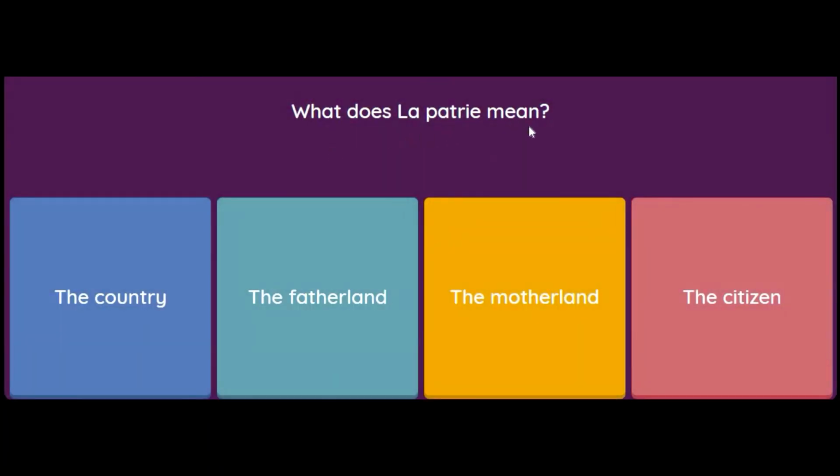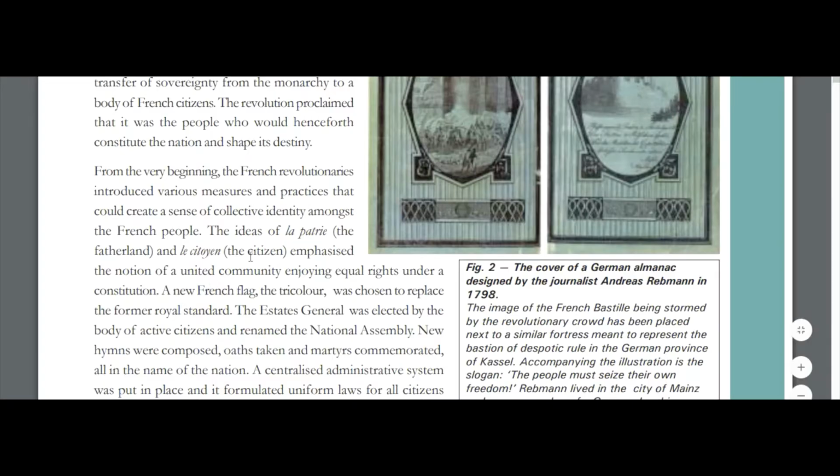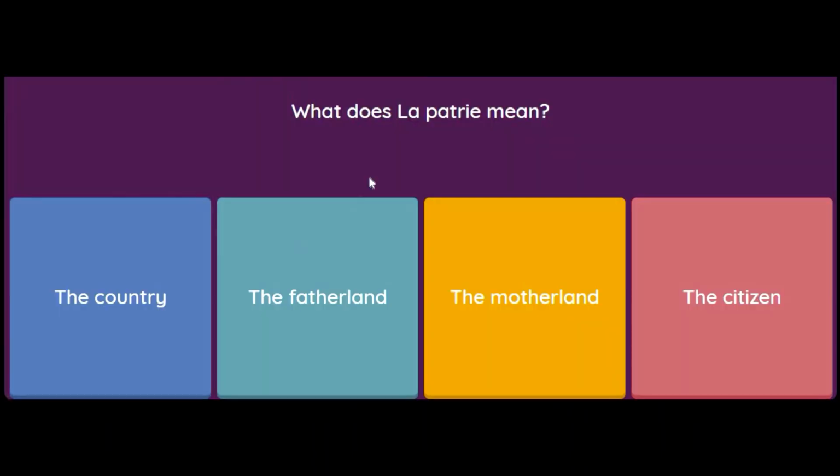What does la patrie mean? The country, the fatherland, the motherland, or the citizen? Students, we will refer to the book also. If you see the ideas of la patrie, that is the fatherland, and les citoyens is the citizen. So if this MCQ comes, remember la patrie is the fatherland. So the correct answer is the fatherland.